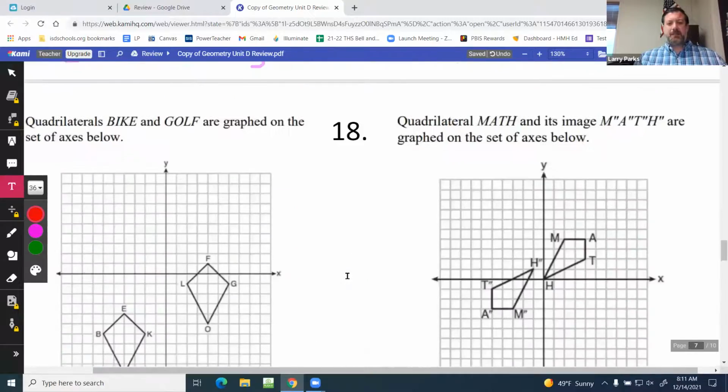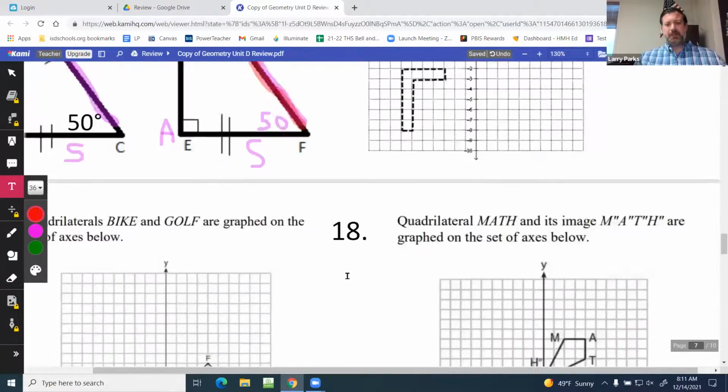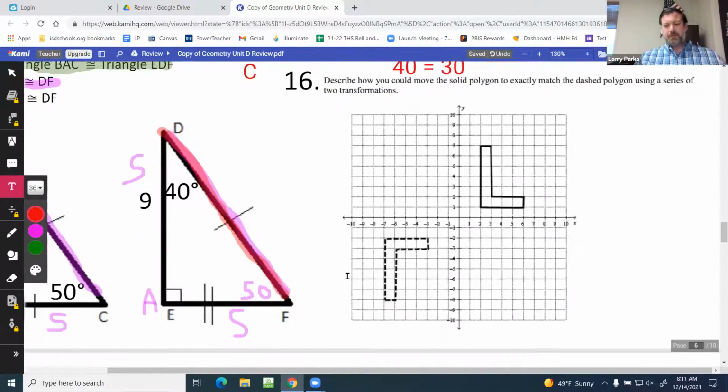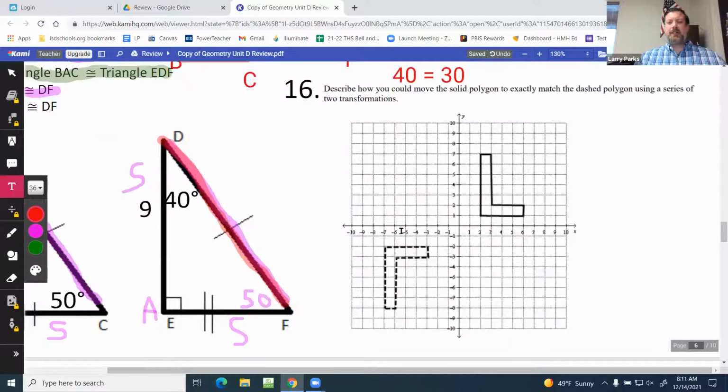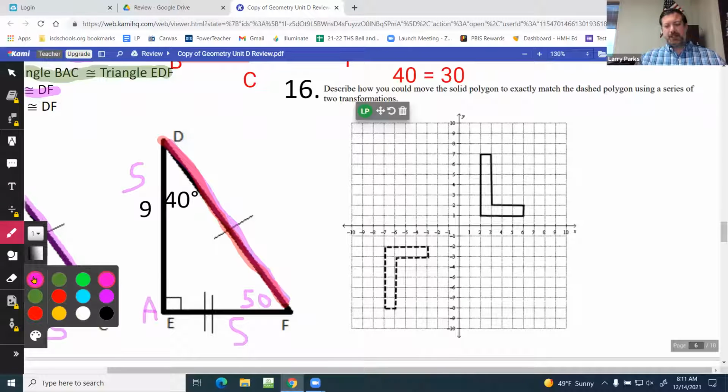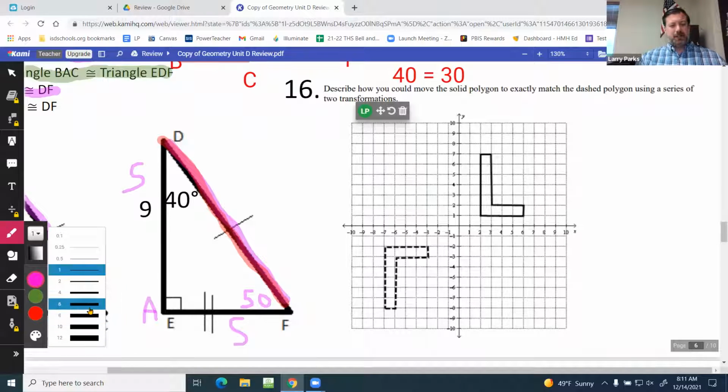Describe how you would move the solid polygon to exactly match the dashed polygon using a series of two transformations. Well, let's see. It looks like it's flipped over. So there's a couple different ways, but what I would do is flip it over the x-axis first.